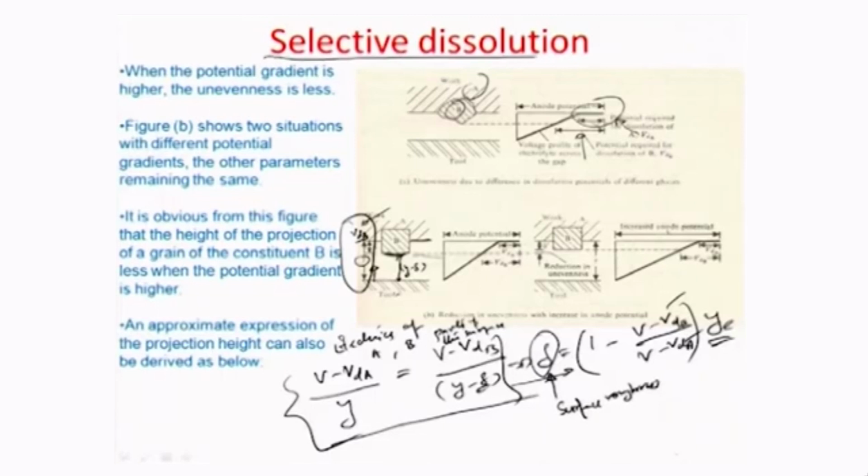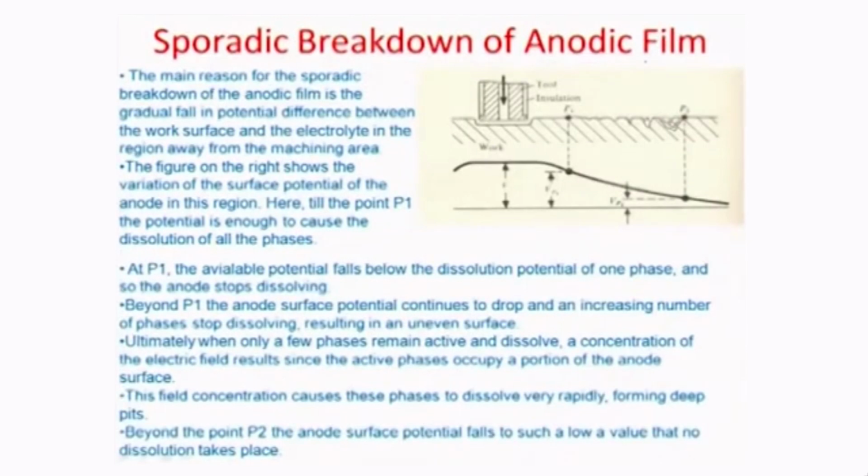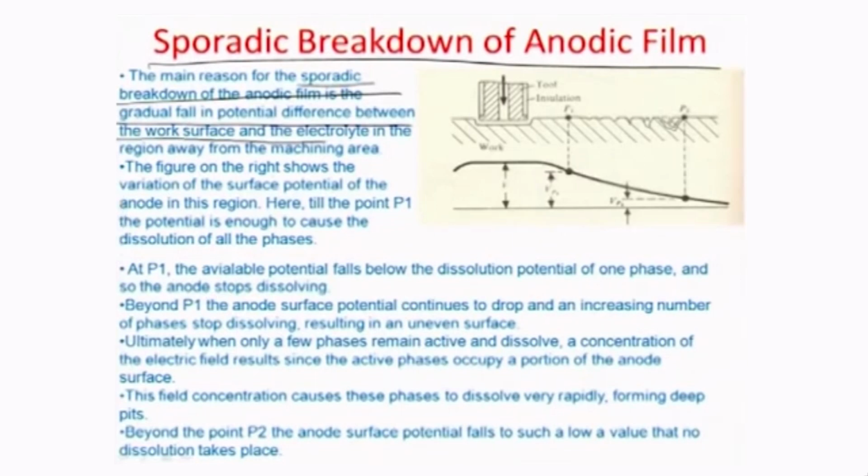So, that is what selective dissolution would mean. The other very interesting factor which affects the surface roughness is the sporadic breakdown of anodic film. Let us see how it happens. The main reason for the sporadic breakdown of the anodic film is the gradual fall in the potential difference between the work surface and the electrolyte in a region away from the machining area.